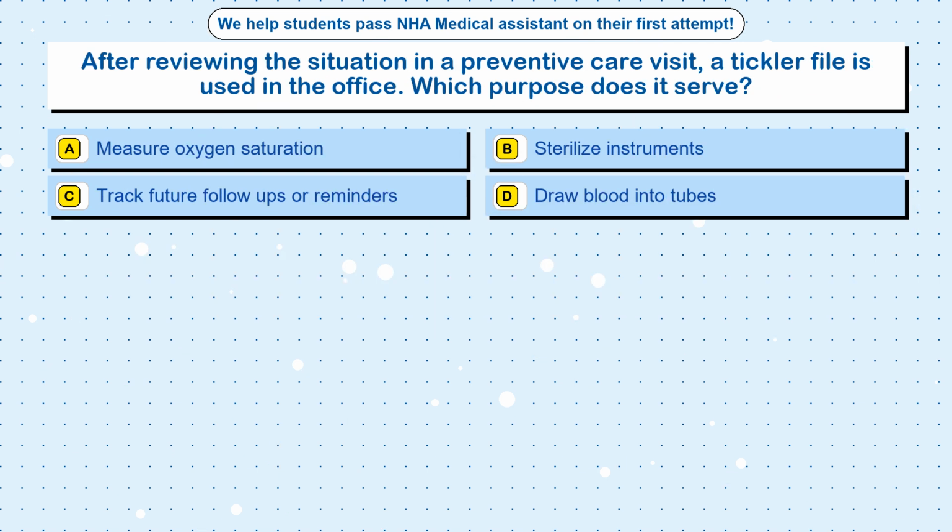Question 69. After reviewing the situation in a preventive care visit, a tickler file is used in the office. Which purpose does it serve? Option A, measure oxygen saturation. Option B, sterilize instruments. Option C, track future follow-ups or reminders. Option D, draw blood into tubes.